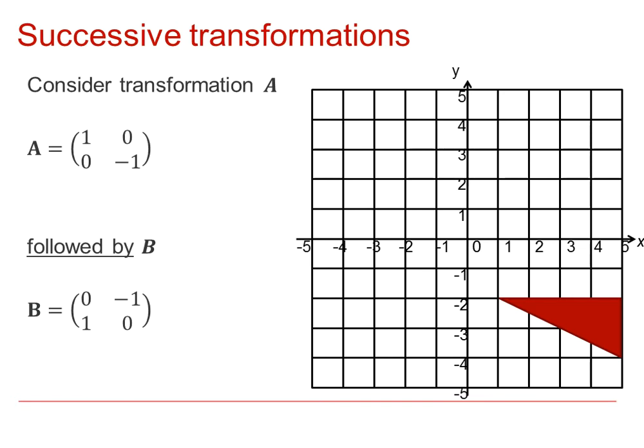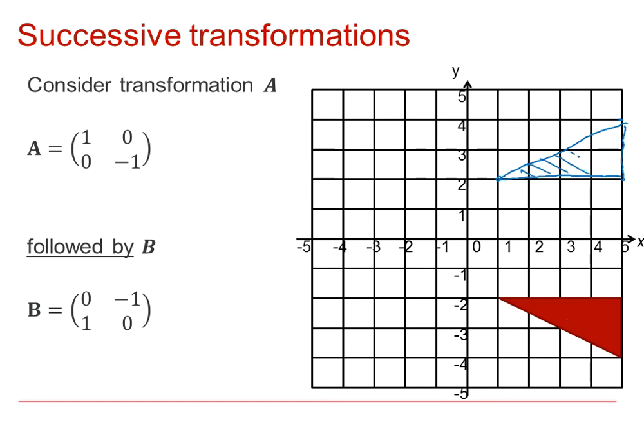So what we're going to look at now is successive transformations. To start off with, I'm just going to do a visual transformation. So the first thing we're going to do is to take this red object, and I'm going to apply the matrix 1 0 0 minus 1. So that is an x-axis reflection. So my image will end up at these points, and my image would look something like that.